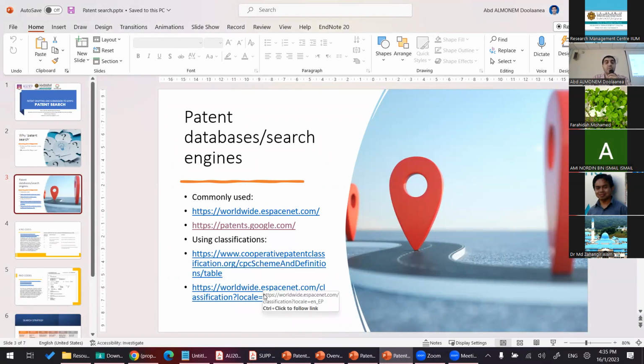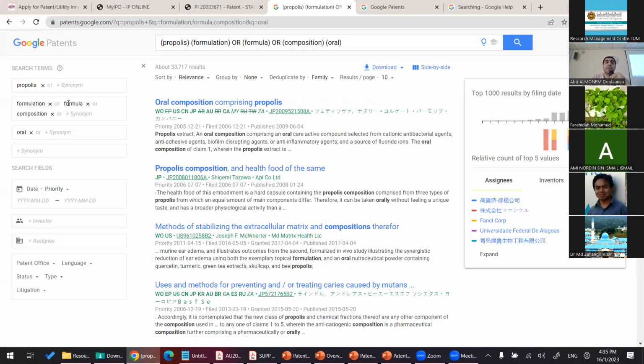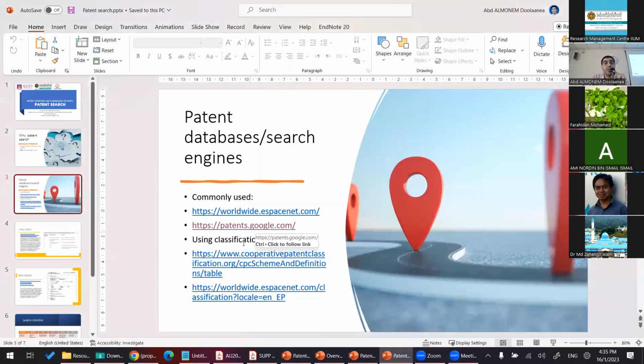Okay, the important part. Can I have your attention? Because whatever you do in the keywords will not restrict your number of search results to a small, manageable number. So what restricts that is this one, the use of classification. This is an agreed classification all over the world.